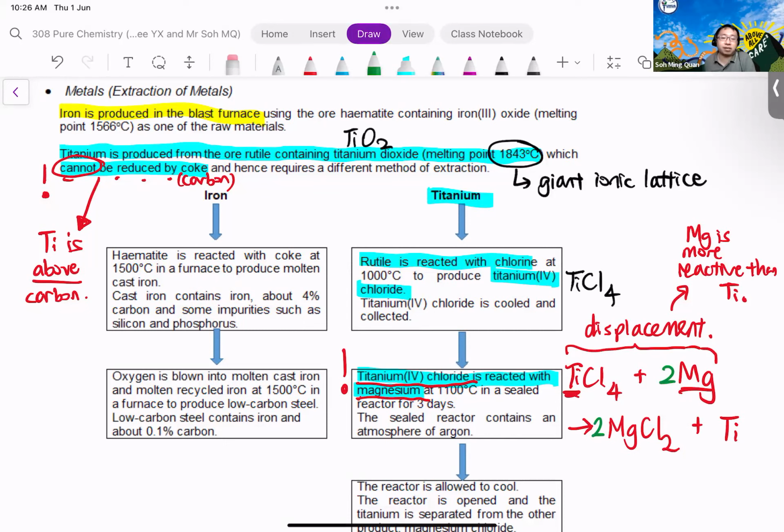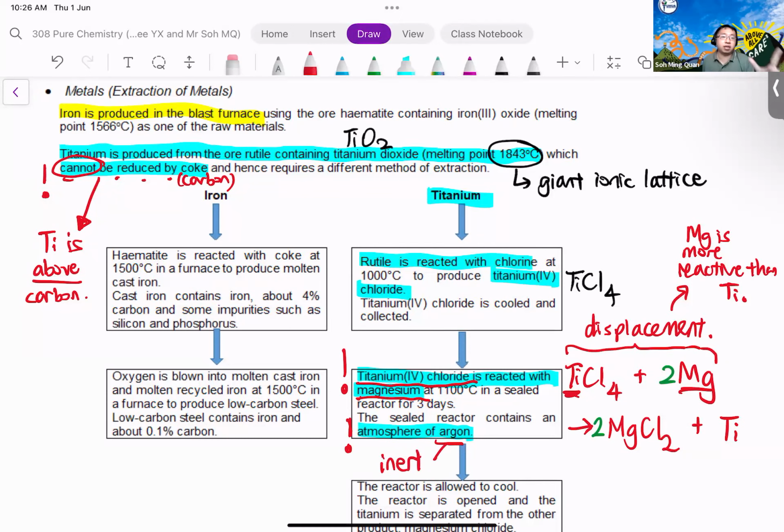So the moment you have written this equation out, do you realize by highlighting chemical names and writing the equation, immediately the chemistry of this step is clear. It's basically displacement. Next, this occurs at a certain temperature in a sealed reactor for 3 days. It contains an atmosphere of argon. Argon is inert. It's a noble gas.